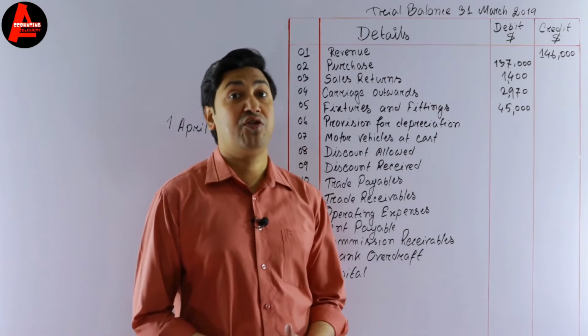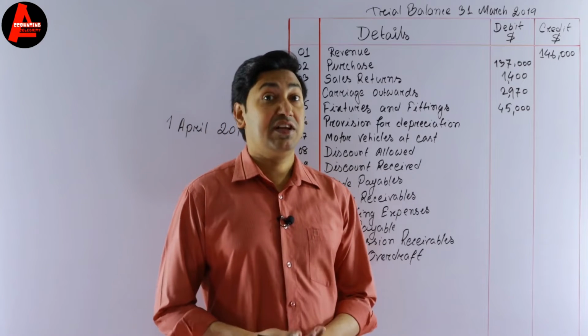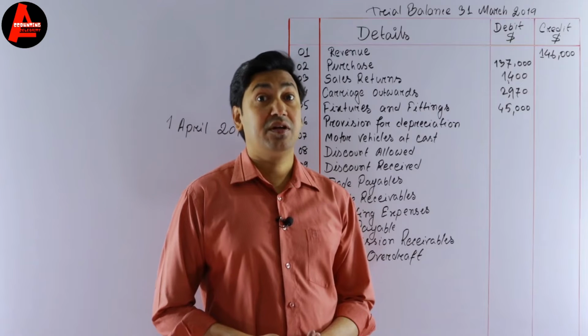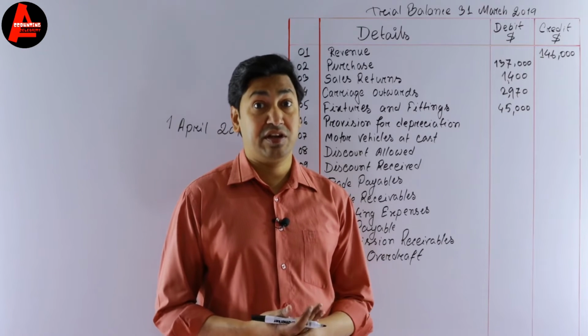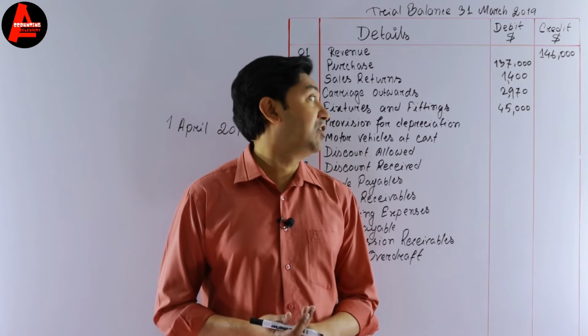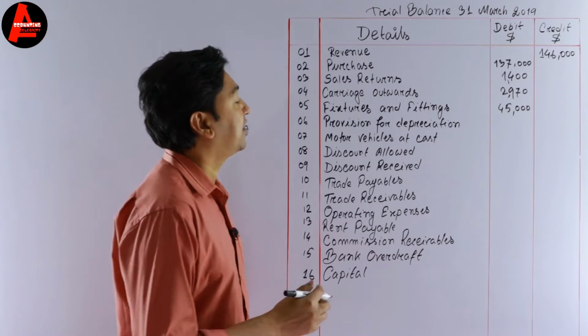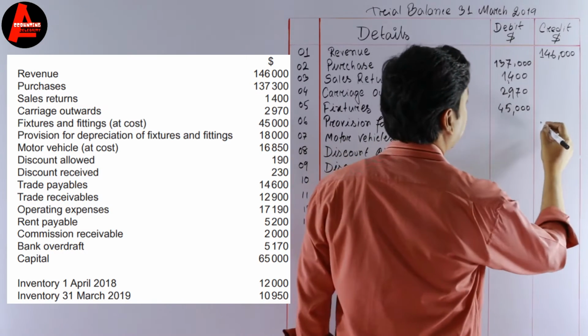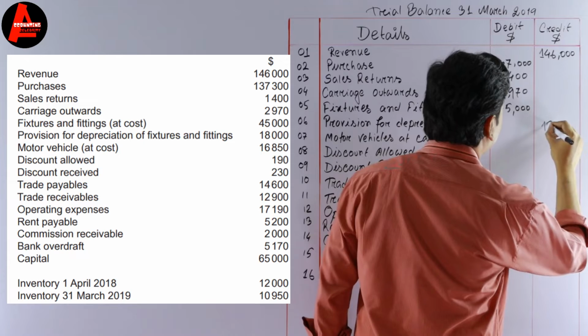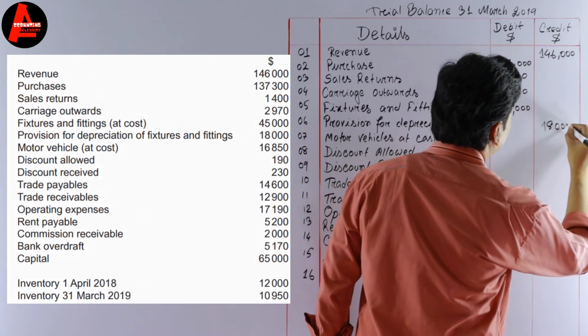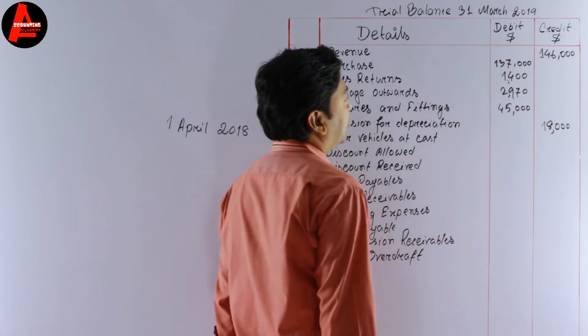Very good. Then we have here provision for depreciation. What is this? This will be subtracted from the non-current asset in the statement of financial position, meaning the balance sheet. So this has a credit balance. We have to record it on the credit side. So let us write here a value which is $18,000. Okay, very good, we recorded.